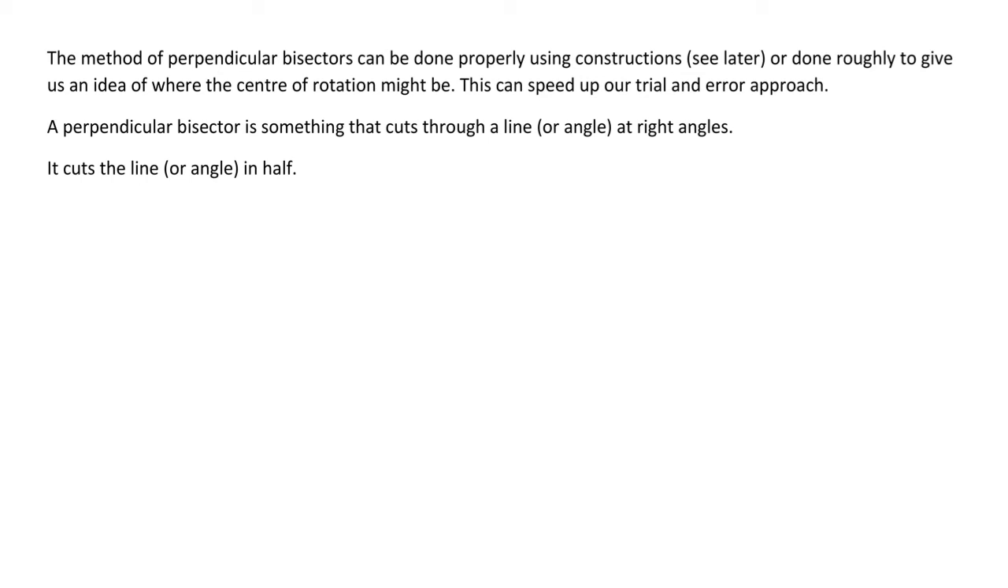A perpendicular bisector is something that cuts something in half at right angles. So if we have our 2 points, what we could do is join them up with a line, and then the perpendicular bisector will split that at 90 degrees in half. So it would look something like that. And if we were to do that for each corresponding point, then all the perpendicular bisectors would go through the 1 point, which would be the centre of rotation.